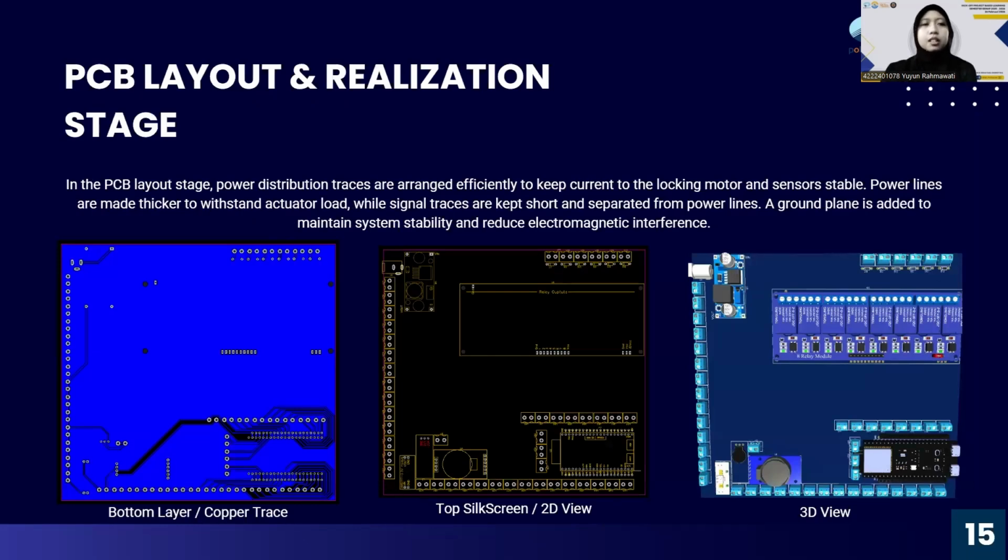And the next, realization stage. In the PCB layout stage, power distribution traces are arranged efficiently to keep current to the locking motor and sensor stable. Power lines are made thicker to withstand actuator load, while signal traces are kept short and separated from power lines. A ground plane is added to maintain system stability and reduce electromagnetic interference. And this is the bottom layer, top view, silkscreen, and 3D view.